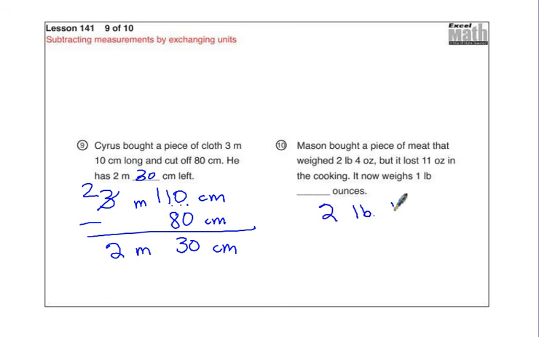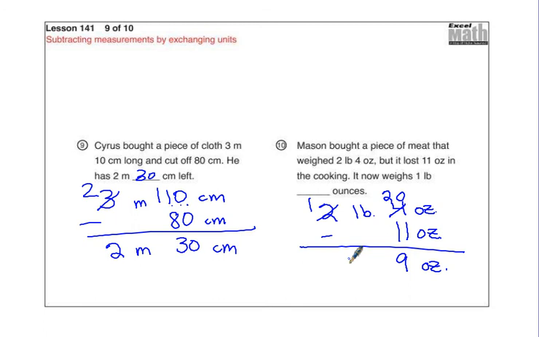So you should have 2 pounds 4 ounces, just like that, but it lost 11 ounces in the cooking. 11 ounces. It now weighs, if it lost it, we're subtracting. 4 minus 11, can't do it. Borrow from the 2, make it a 1. How many ounces in a pound? Well, there's 16, right? We've already got 4 there. 16 and 4 makes 20. 20 minus 11 is 9. 9 ounces and 1 pound. So it now weighs 1 pound, 9 ounces in the blank right there.